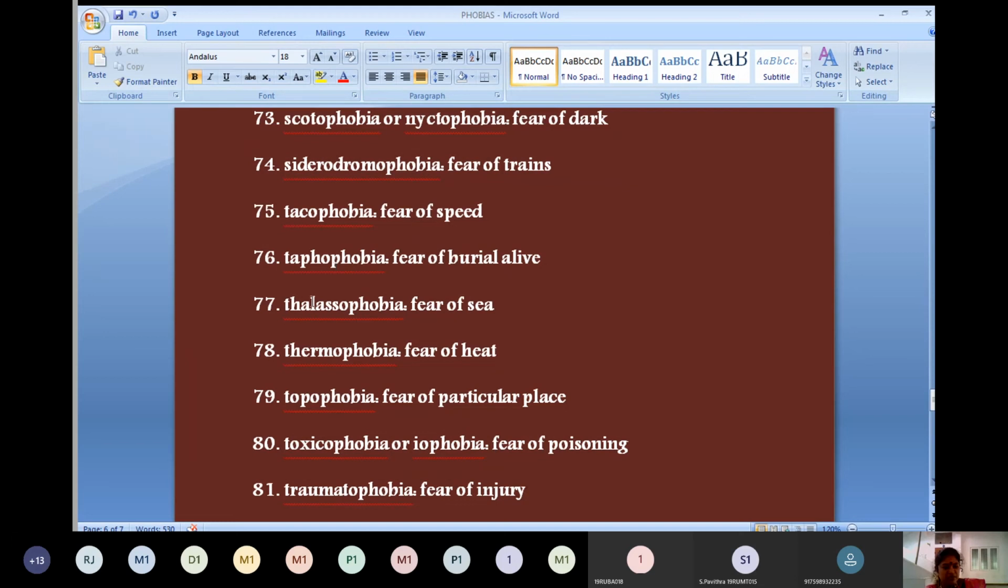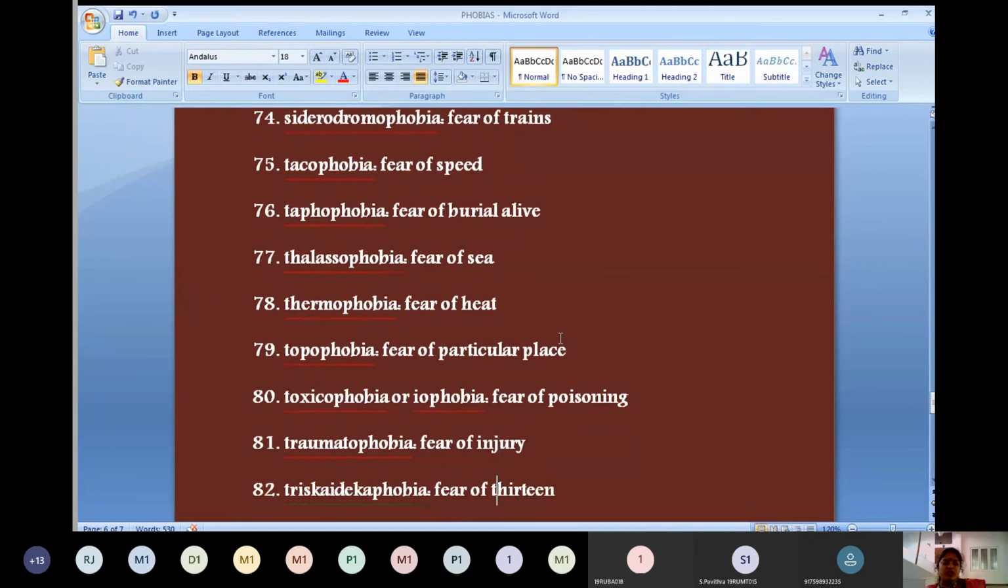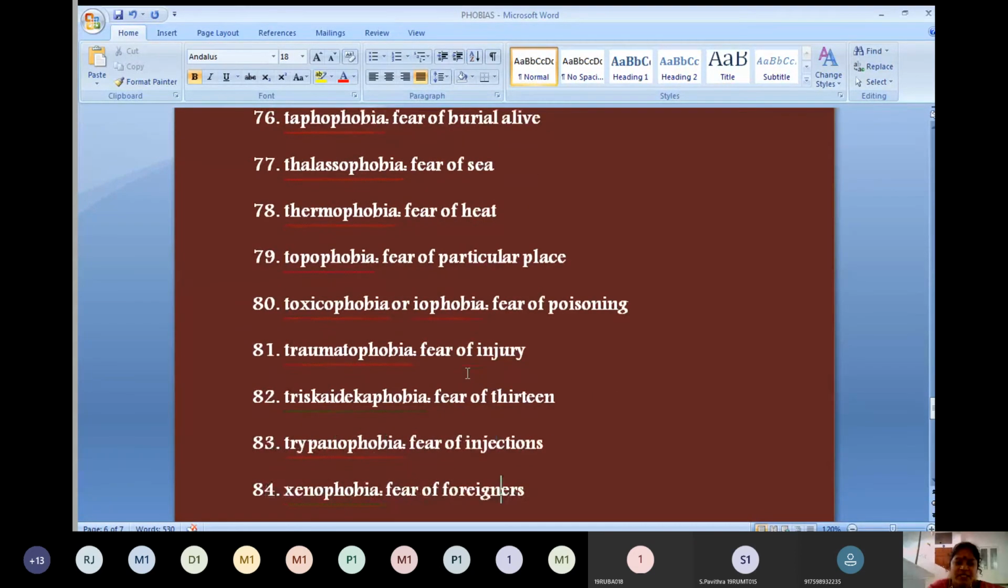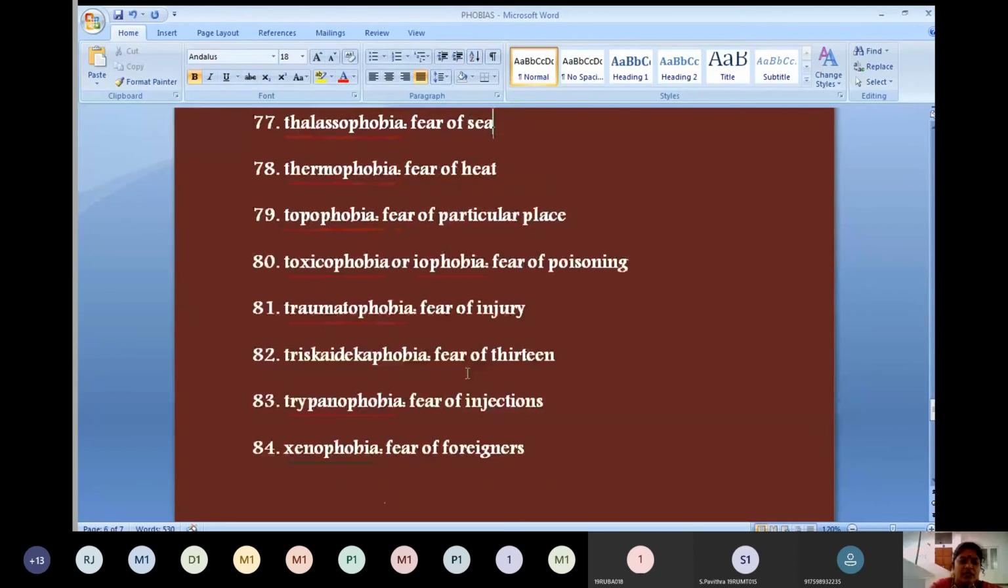Thalasso means sea. So thalassophobia, fear of sea. The term thermo means heat. So fear of heat, thermophobia. Topophobia. You have studied the fear. The topo means the place, particular place. So fear of particular place is topophobia. Then fear of poisoning. Toxin, poison. So toxicophobia means fear of poison, or iophobia.